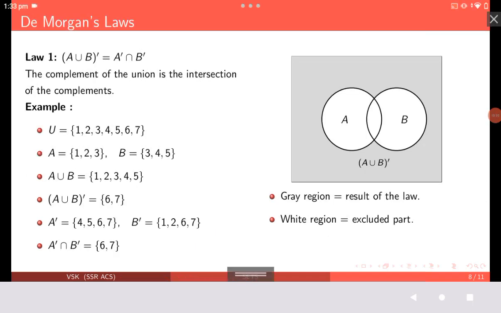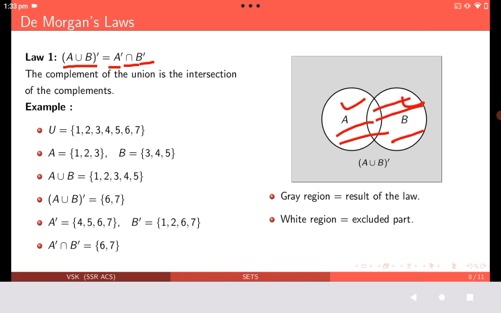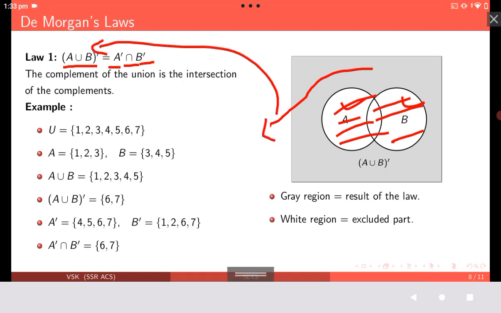Now let us see De Morgan's law. It says that the complement of A union B is the intersection of the complement of A and the complement of B. So this is set A, this is set B. We have to find first of all their union. So this is its union, and we have to find its complement. The area outside of this area is represented by the complement of A union B.